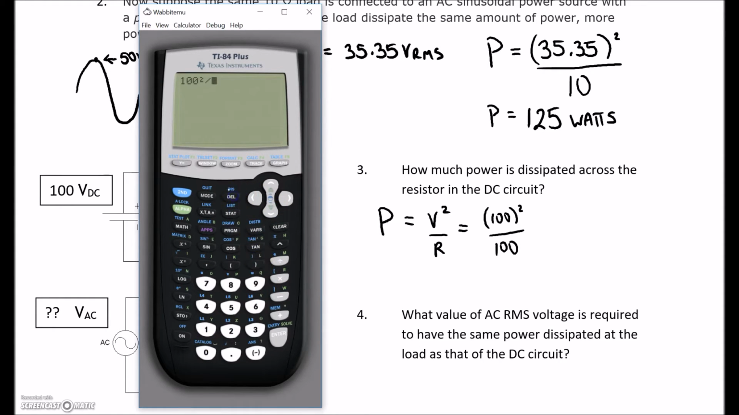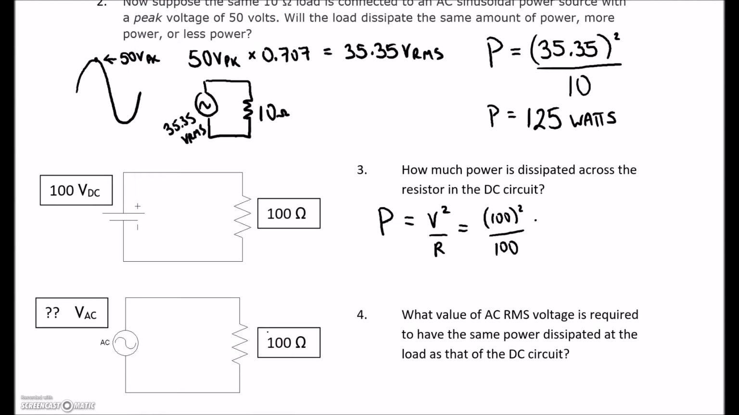If I can just get it into the calculator. There we go. So 100 squared divided by 100 gives you 100 watts. Okay? Same voltage, same resistance, same power. So off of this guy right here, we're getting 100 watts of heat being dissipated. And now number 4, what value of AC RMS voltage is required to have the same power dissipated at the load as that of the DC circuit?